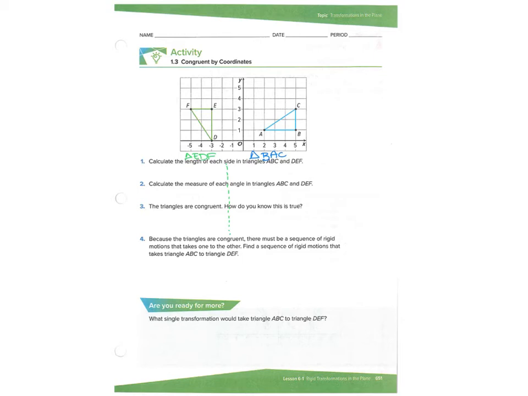So for A, it says calculate the length of each side. So ED, EF, and DF. So first of all, the vertical and horizontal sides are easy. This is 2 and this is 3. So I know that EF is 2. I know that ED is 3.